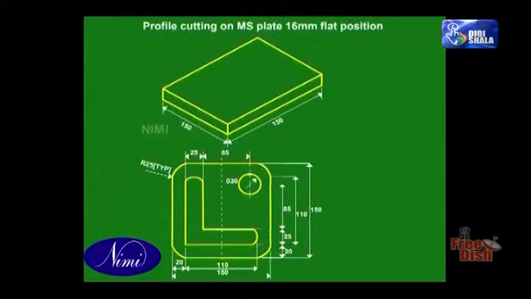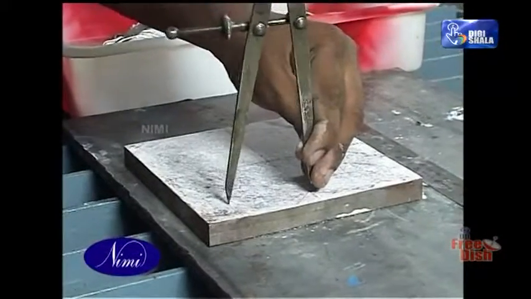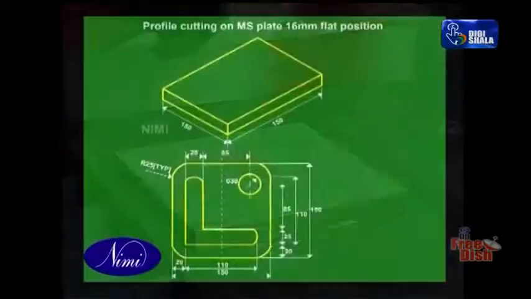Refer to the drawing for marking the line of cutting. Here, we need to make a right angle slot of length 110 mm and width 25 mm. Also, a circular hole of diameter 30 mm is to be made. Moreover, all four corners are to be made with a radius of 25 mm.